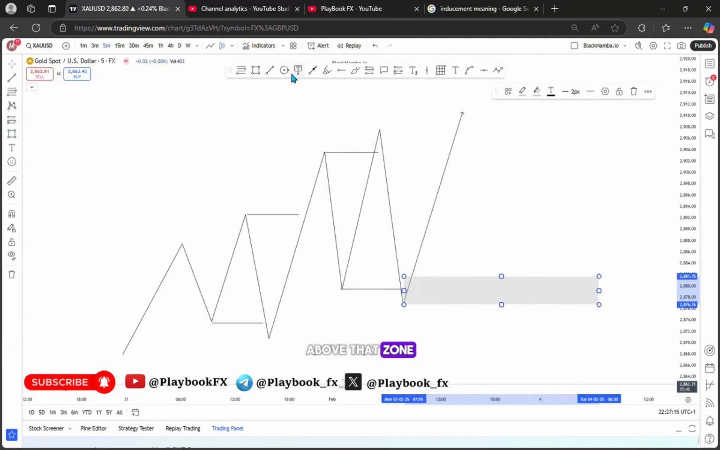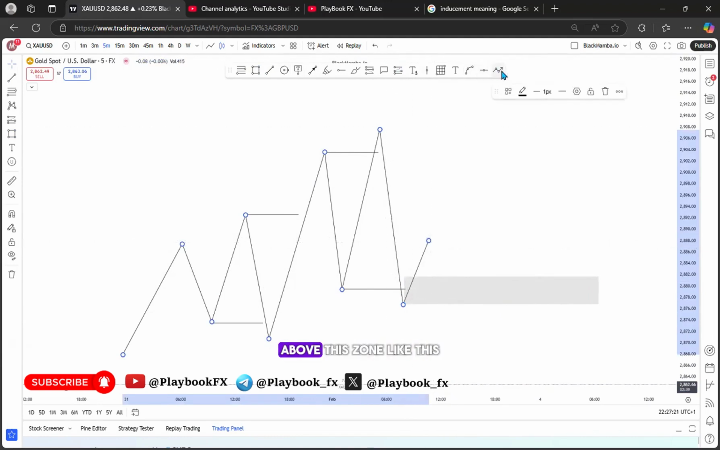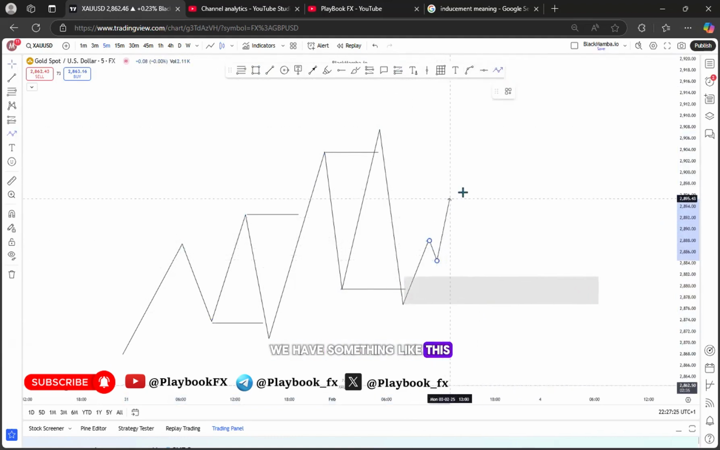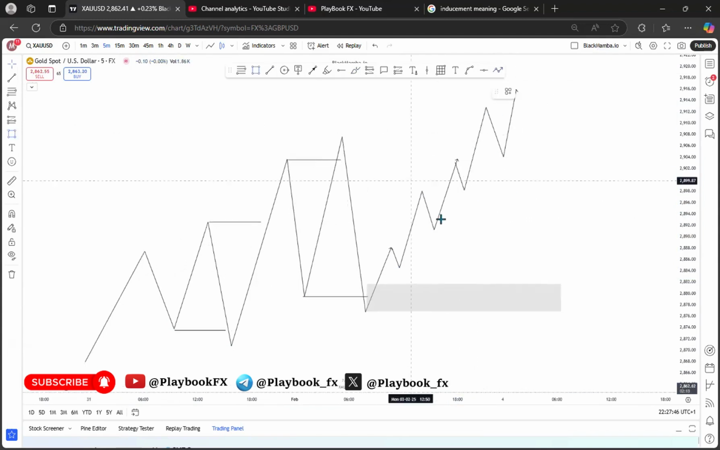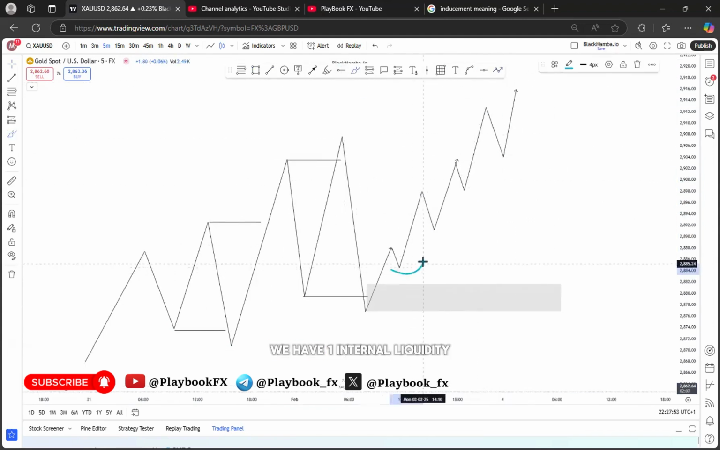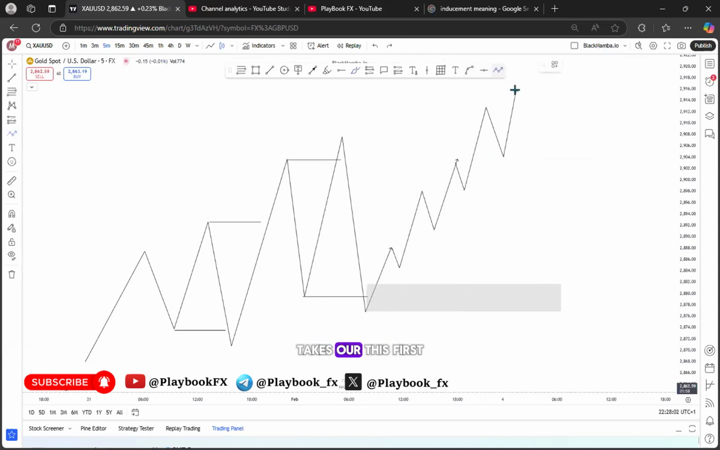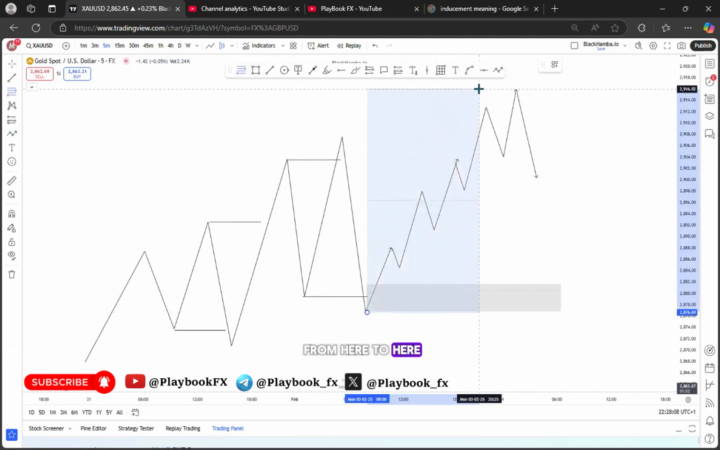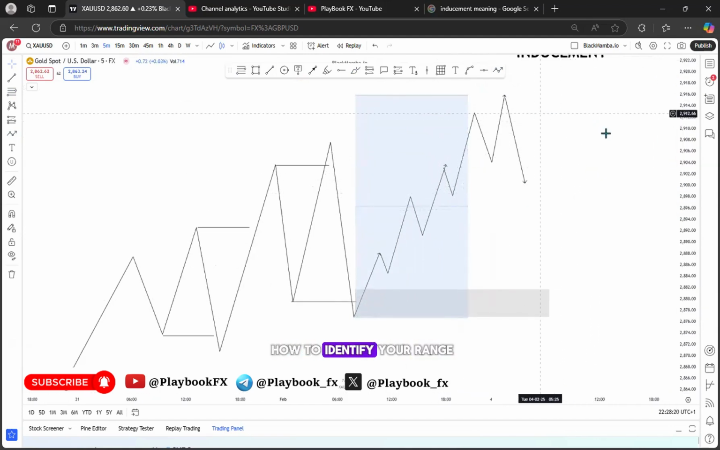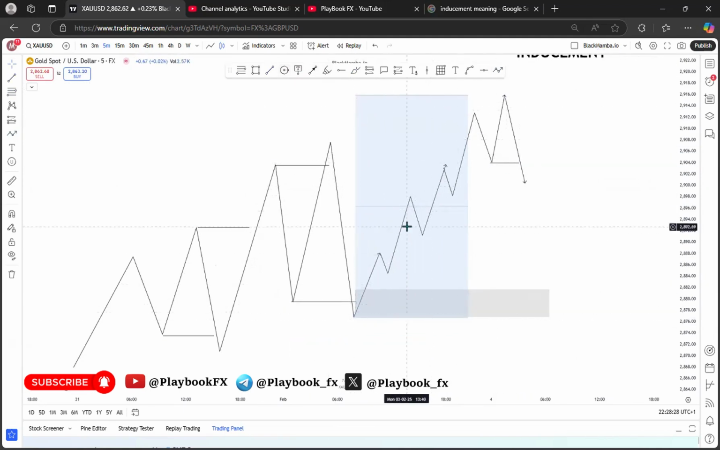So above that zone, let's say we have something like this. In this kind of scenario, we have one internal liquidity, second internal liquidity, third internal liquidity, fourth internal liquidity. The moment price takes out this first internal liquidity, we have a range from here to here. If you have not watched the video I released on range, I would advise you to go and watch the video so you can understand how to identify your range. So the moment price takes out this low, we have the range from this level to this level.